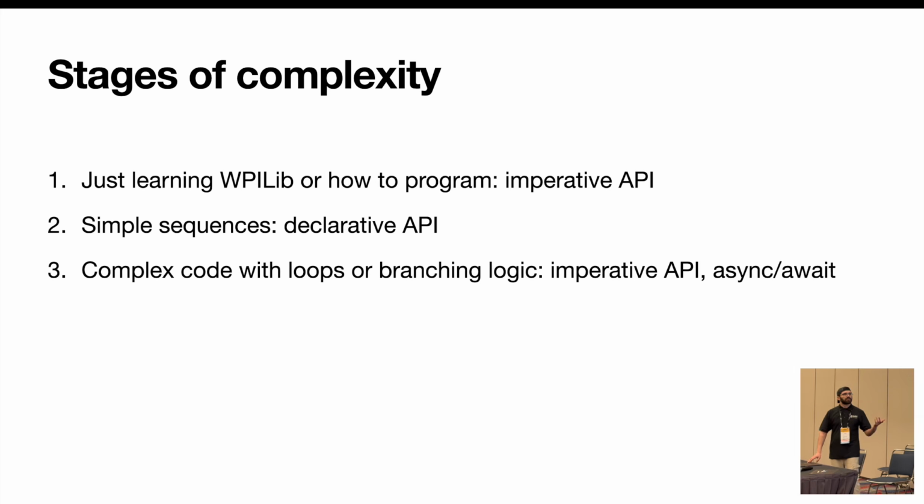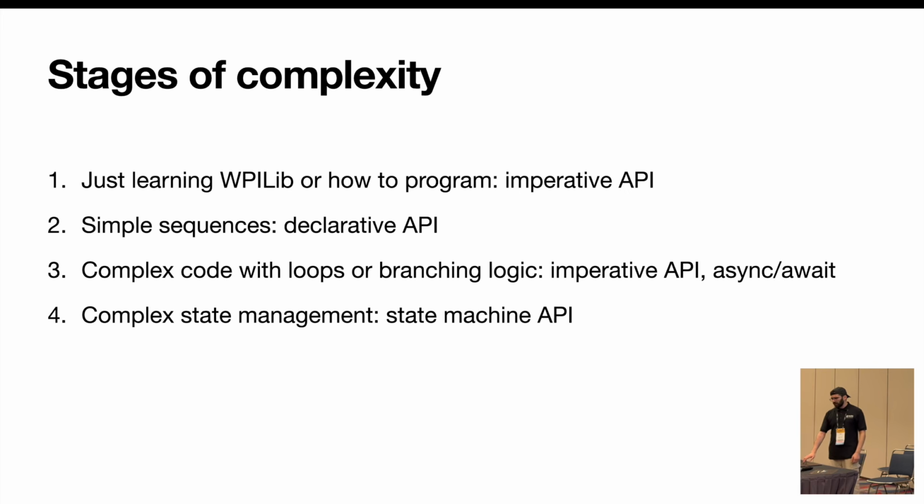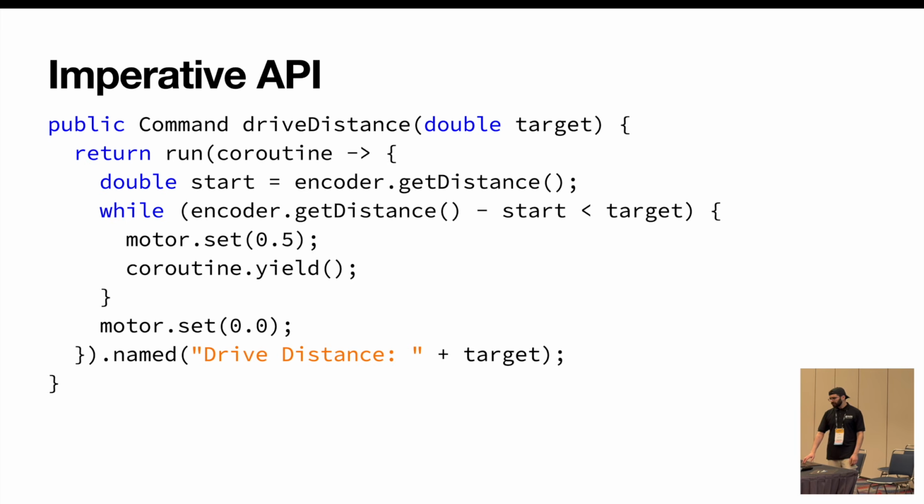If you're doing complex code, again, loops, branches, if statements, switch statements, you can use the imperative API, use async await, forking, etc. That we saw earlier. And then if you want to do something really complicated, there's a state machine API. That's all based on commands, but you can add states that run some command in that state. You can have transitions between one state and the next. So that, if you want to do something really complex, you can use that, still stay inside the command framework.